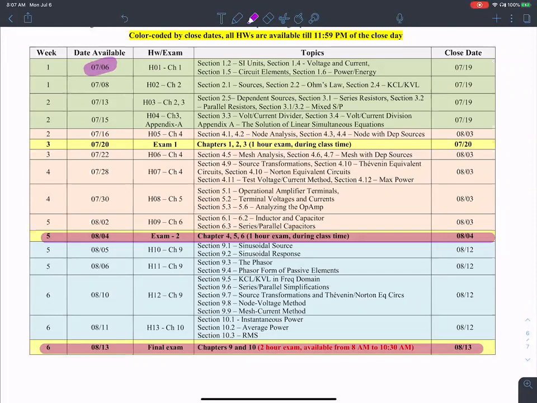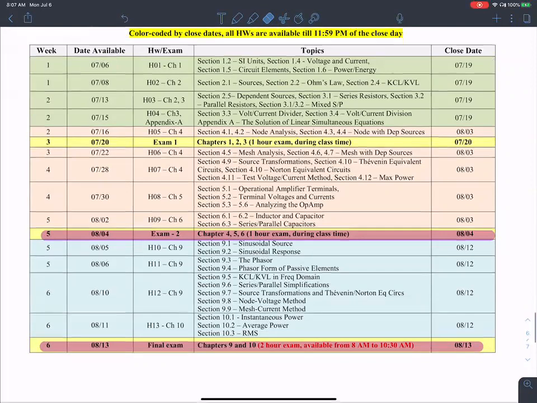So it's a good idea to begin working on these homeworks right away as and when they become available, okay? Just so they don't pile up on you. And all of these four homeworks on the 19th of July may be a little too hectic, okay? Similarly, the second midterm is on the 4th. So four or five of your homeworks are actually coming due on the 3rd of August, okay?